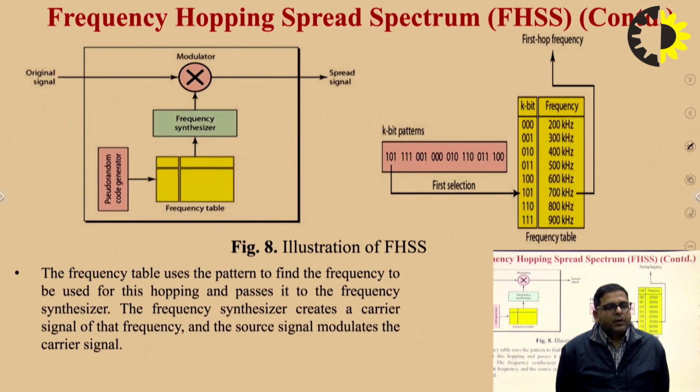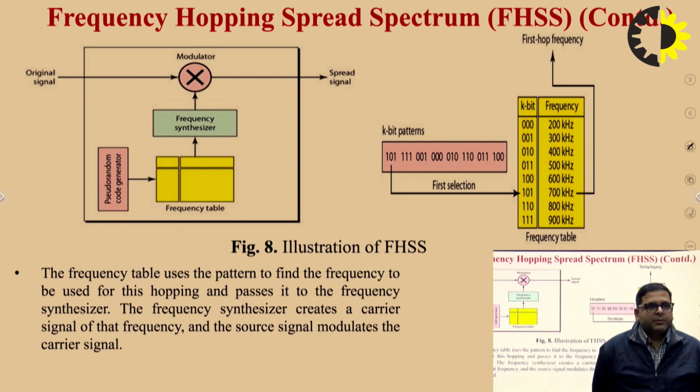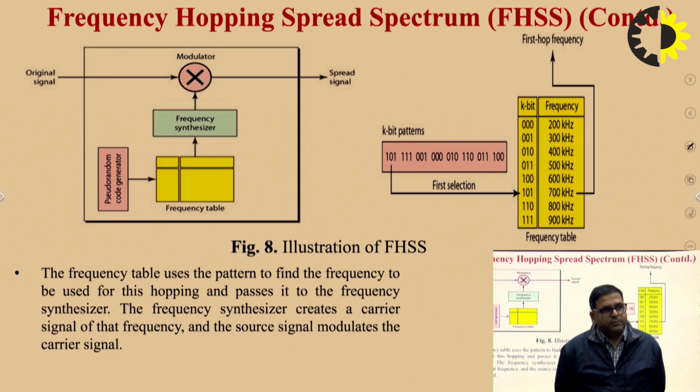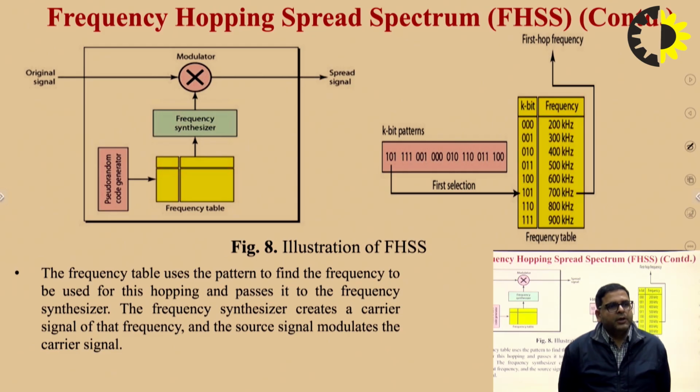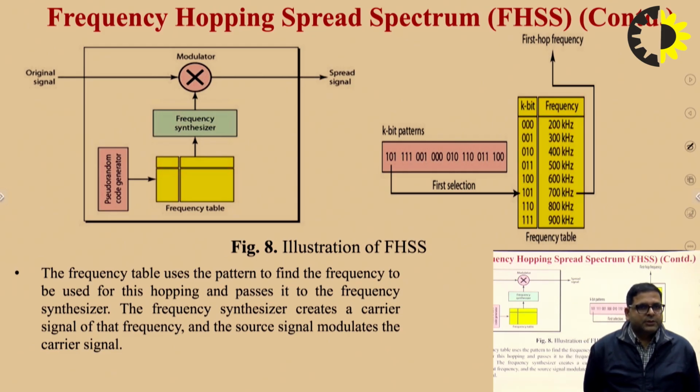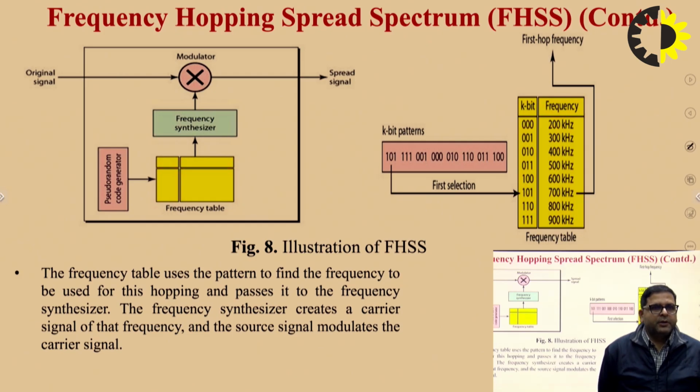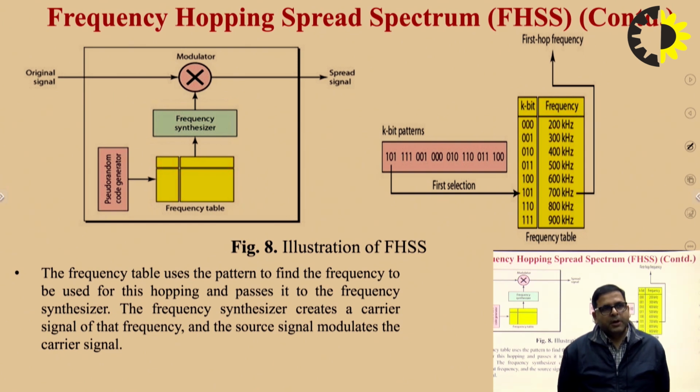The block diagram of a frequency hop spread spectrum transmitter is shown in this figure. As we can see, we are using a PN sequence for the spreading of the signal, and this PN sequence drives a frequency synthesizer. The frequency synthesizer generates different frequencies, and the original signal and the output of the frequency synthesizer are applied to the modulator, and the output of the modulator is the spread signal.